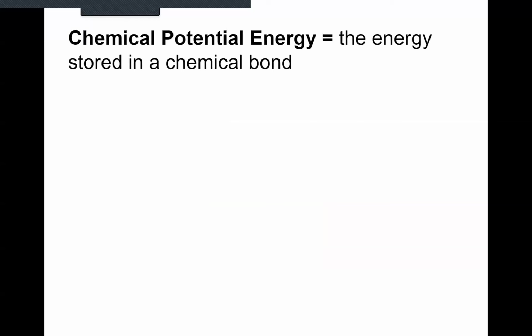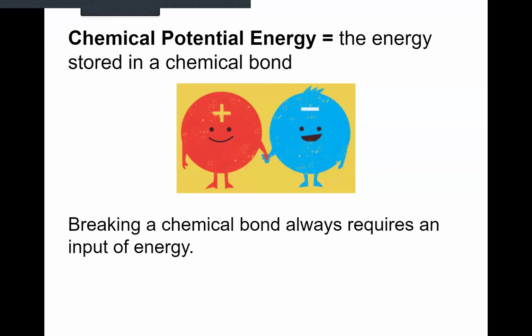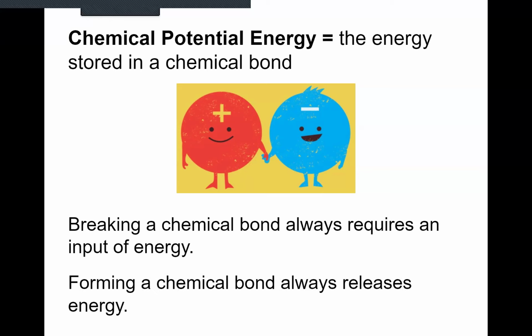The ultimate source of any amount of energy released in a chemical reaction are the bonds. The bonds in a chemical compound store an enormous amount of energy, and we call that chemical potential energy. When you break a bond, it always requires an input of energy. Whether we're talking reactants or products, breaking bonds always requires an input. And the forming of a bond always releases energy.